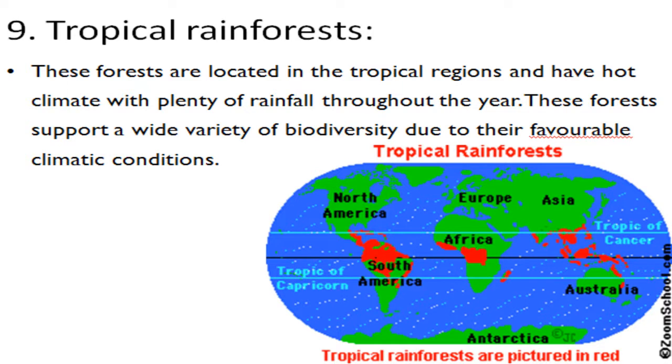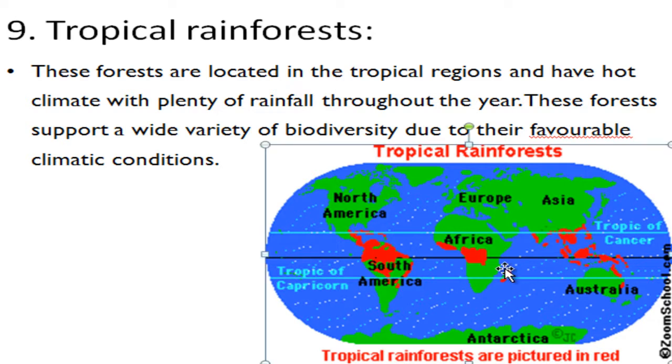Our next keyword is tropical rainforest. These forests are located in the tropical regions and they have a very hot climate with plenty of rainfall throughout the year. These forests support a wide variety of biodiversity due to their favorable climatic conditions.